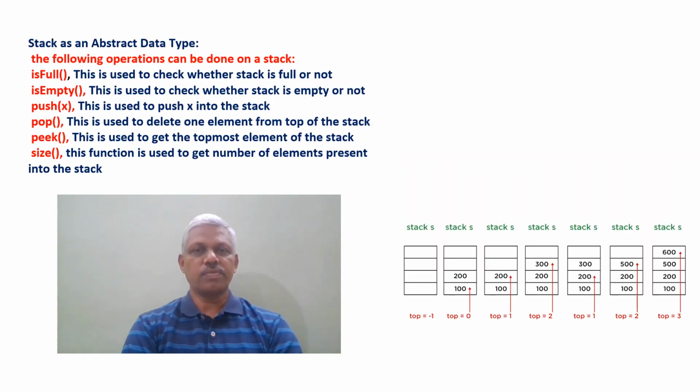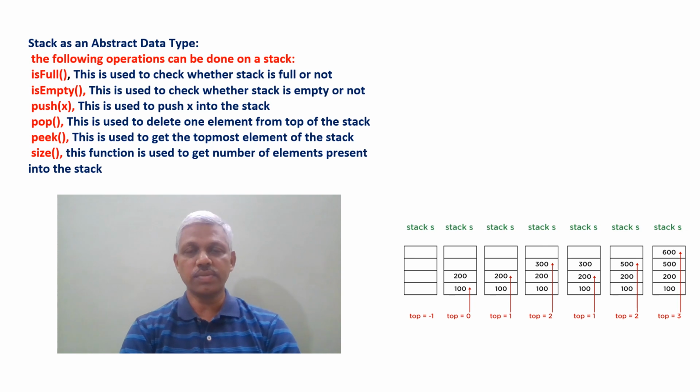Regarding the abstract data type of stacks, the operations we can perform are: we can check whether the stack is full or not, we can check whether the stack is empty or not, and we can push an item. The operation of insertion is called push. We can also delete an item, which we call pop. By default, the topmost element will be deleted, so we call it a pop operation.